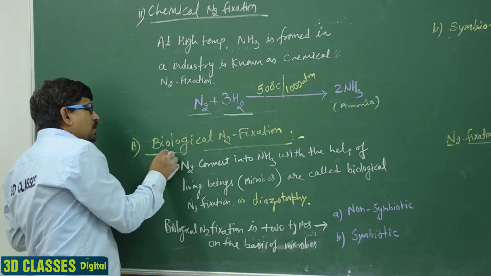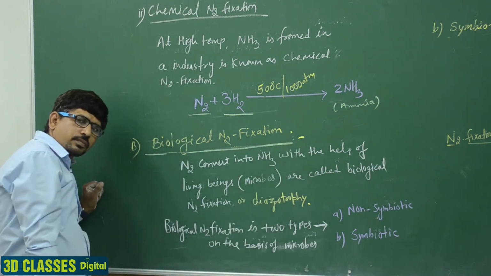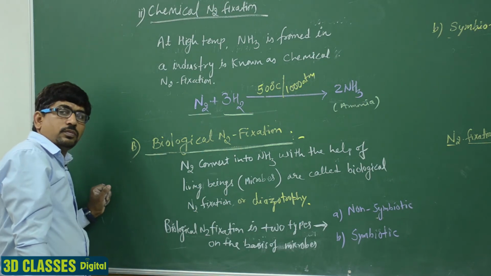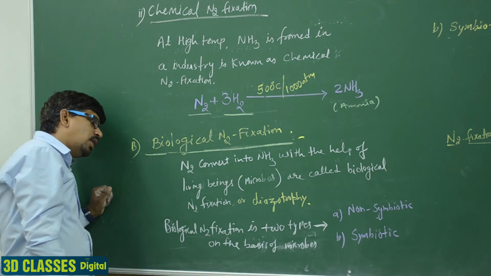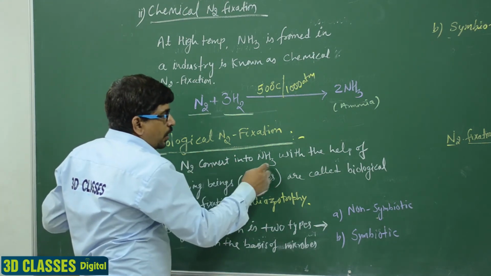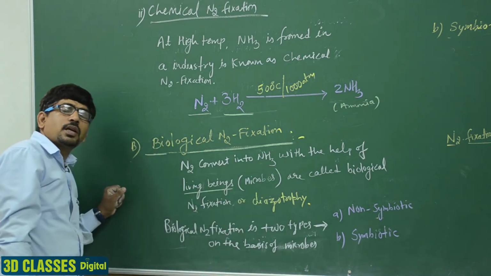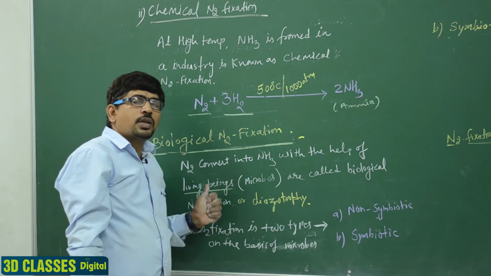Next, the second type is biological nitrogen fixation. It means living beings are involved in nitrogen fixation, known as biological nitrogen fixation. So N2 is converted into ammonia with the help of living beings. Living beings, generally microbes, carry out the biological nitrogen fixation.